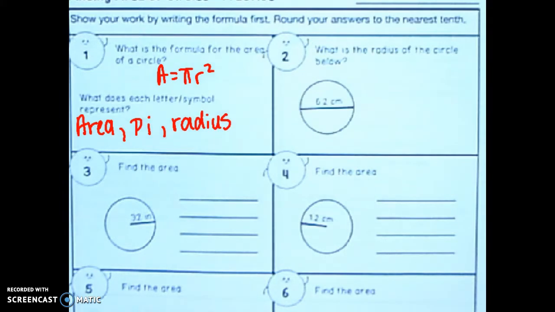Now you need to remember that diameter is from one side of the circle to another, passes through the center. Radius starts at the center point and only goes halfway through the circle. So for area, we're focusing on radius.